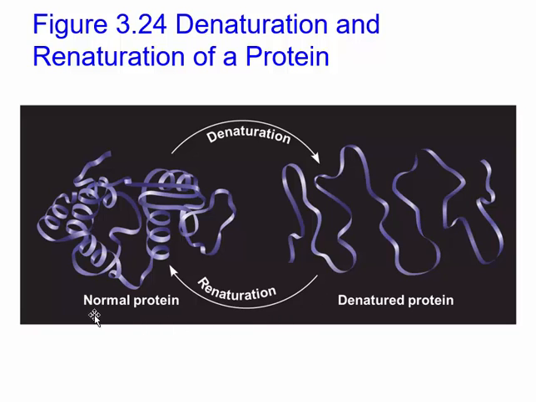Sometimes this is reversible, so let's reduce the temperature, and this thing will fold back up because it folds because of the properties of its amino acids. Those are still there, and it's going to reform this shape.